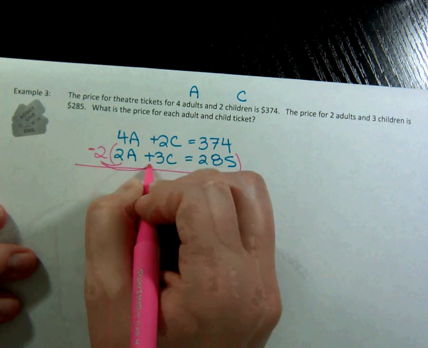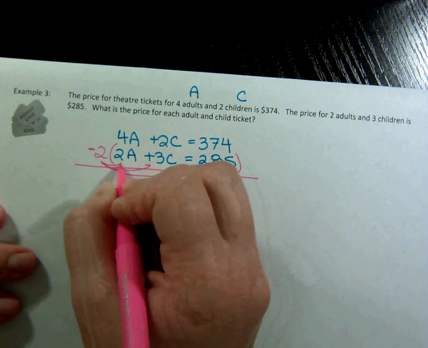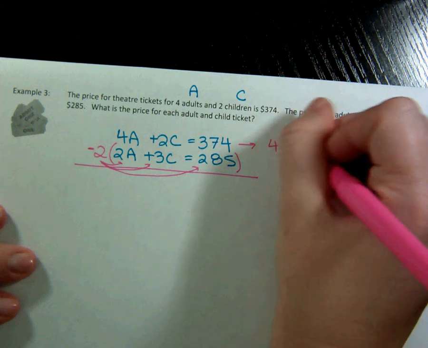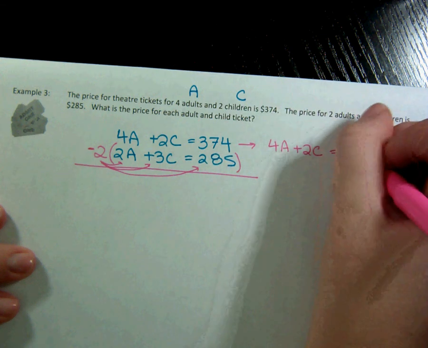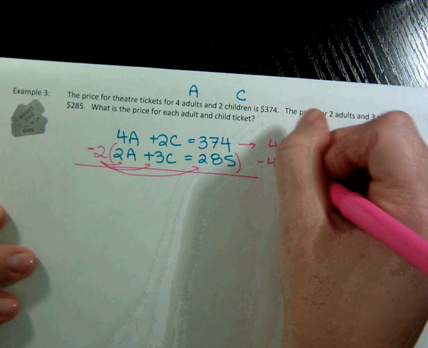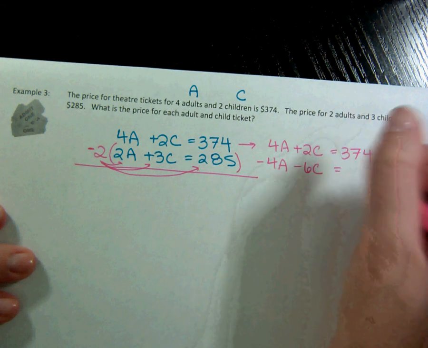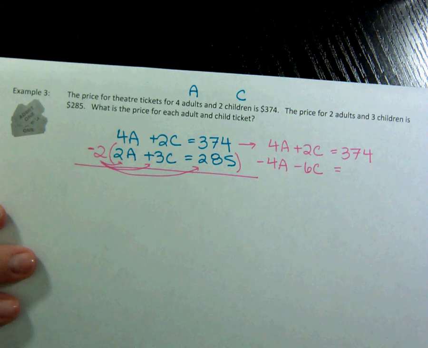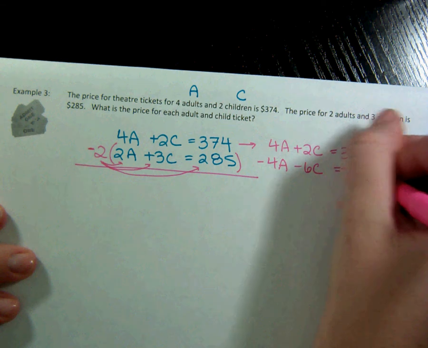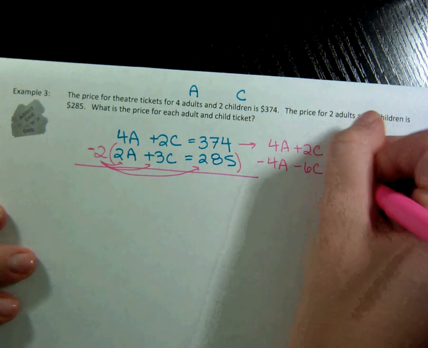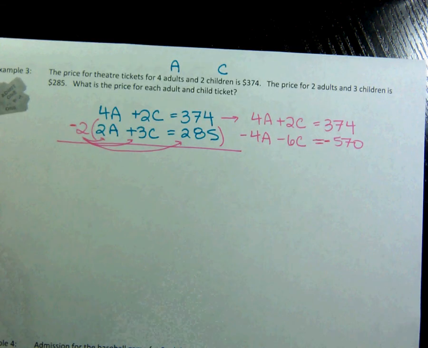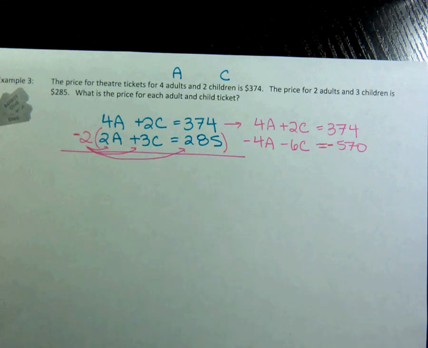Oops, I didn't mean to draw the line, I meant to draw the arrows. So the first equation stays the same, 4a plus 2c equals 374. The second one we're going to do negative 4a minus 6c, and then we're going to do 285 times negative 2, which is negative 570. Make sure your negative doesn't run into your equal sign like mine does sometimes. Then we will stack and add.